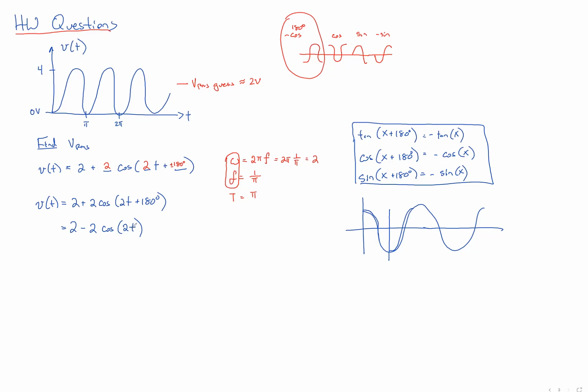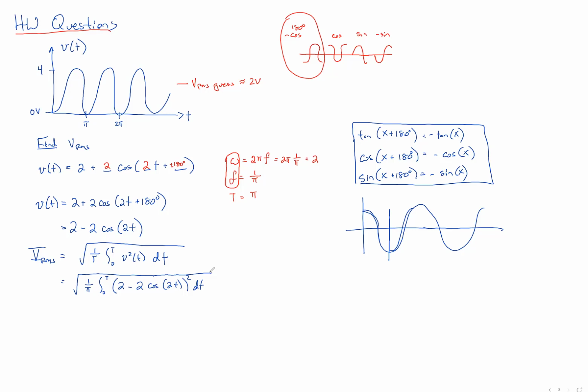So now that you've got this, now we're going to find out what your V RMS squared is, and it's equal to the square root of the mean, which is the integral of 1 over T times the integral of your square of this. And we're going to square 2 minus 2 cosine of 2t. And it's all just algebra.